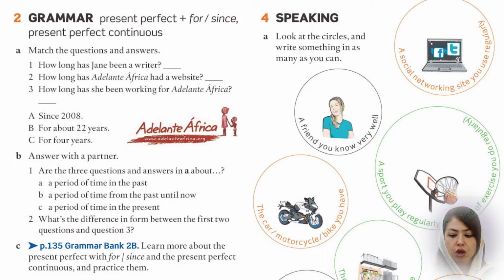That's it. So next part is a friend you know well. I have known Jane since I was a child, okay? Like this. You start that and continue. So the next is a sport you play regularly or a kind of exercise you do regularly.